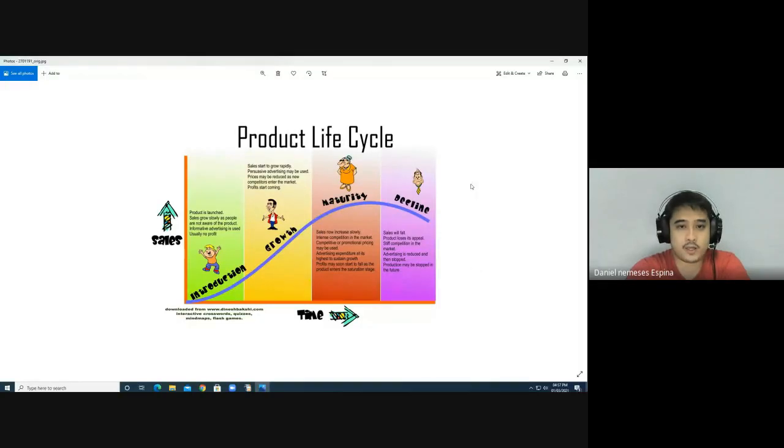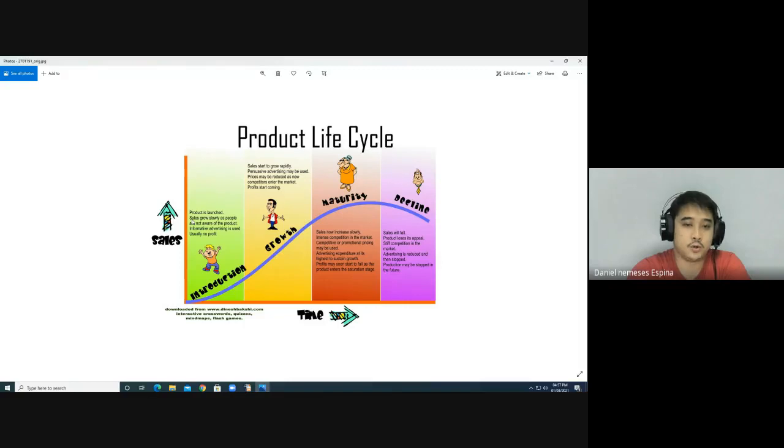Now we have the product life cycle. So we have to understand this first so that we can understand the next nga topic, which is the Boston Consulting Group growth share matrix. So this product life cycle is not only applicable to a product, but also for a business and even the economy. So the product, so we have the introduction stage, the growth stage, maturity stage, and the declining stage or the saturation stage.